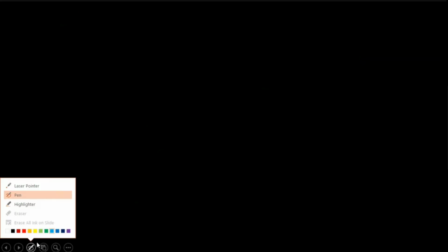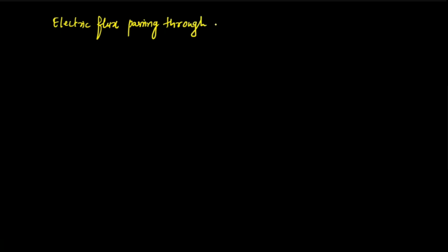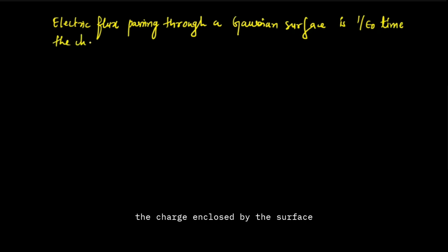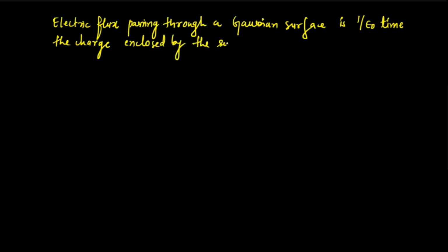Now, what Gauss law says, because that was the topic. So Gauss law says that electric flux passing through a Gaussian surface is 1 by epsilon naught times the charge enclosed by the surface. So this is what you have to understand, that what this thing is. So we understand electric flux.